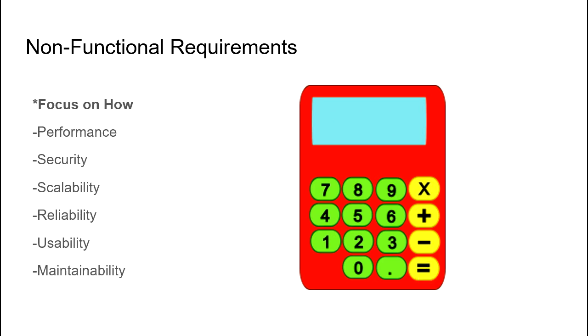Non-functional requirements focus on how the software performs or executes its functionalities. The main non-functional requirements have to do with performance, security, scalability, reliability, usability, and maintainability.